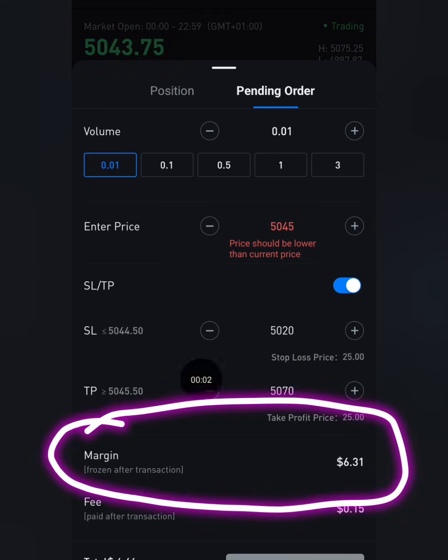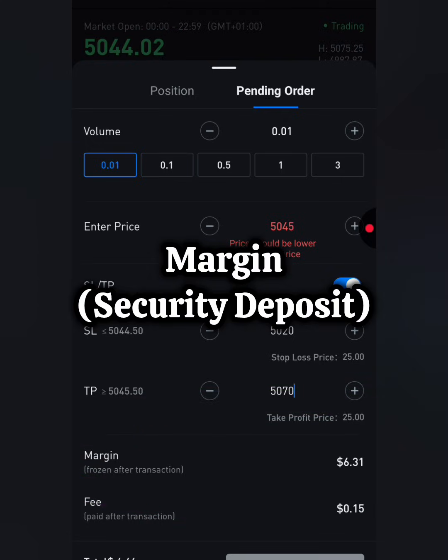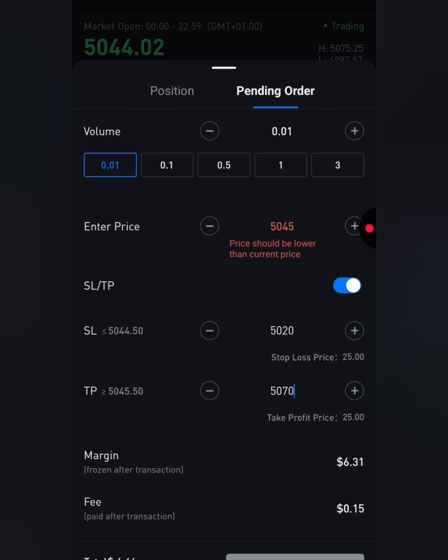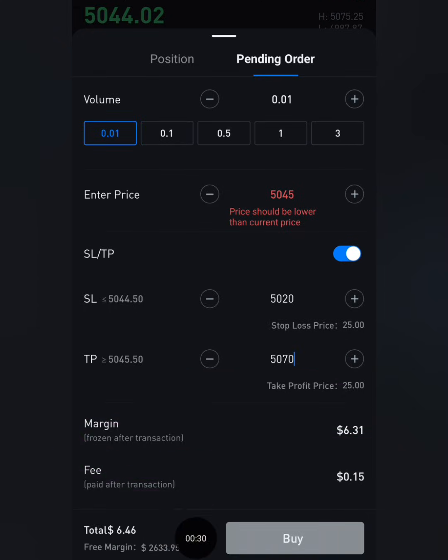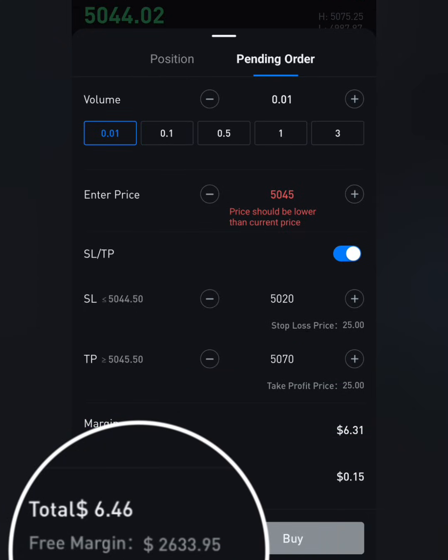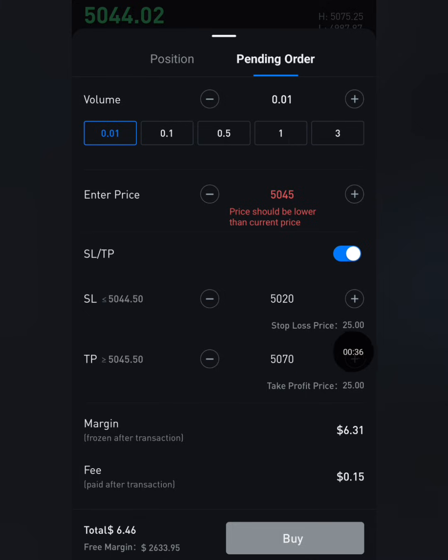Now, the next thing we have right here is the margin, okay? So now the margin is what I call security deposit, okay? Now, when you place a trade on BTC Dana or any broker, the broker actually locks a small portion of your balance to actually keep that position open. And this is what we call your margin. And this is the used margin right here. And this right here, if you look down, we have the free margin. So the free margin is usually the money you have left in your account so that you can open more trades, okay? So currently, the margin for this trade is $6.3. So this is the amount I need to actually keep this position open, okay?